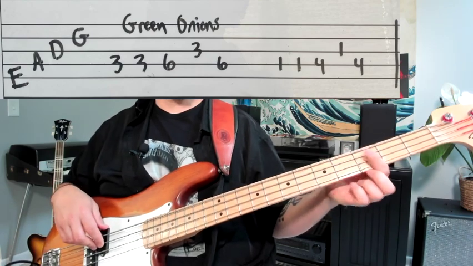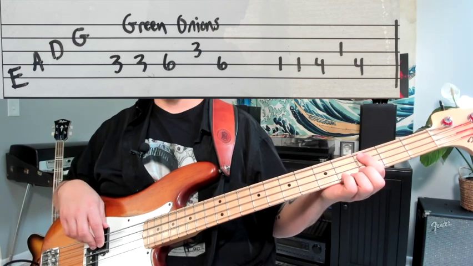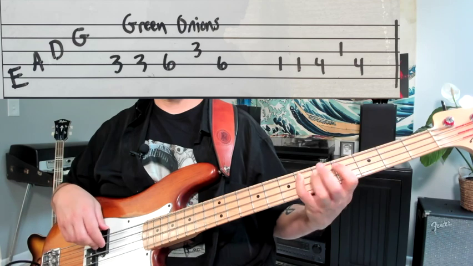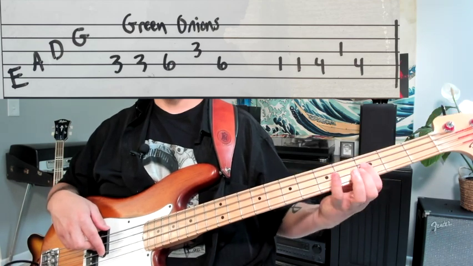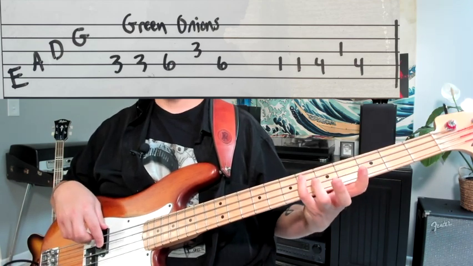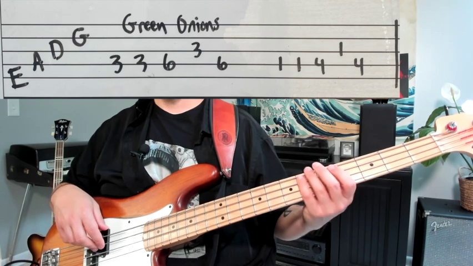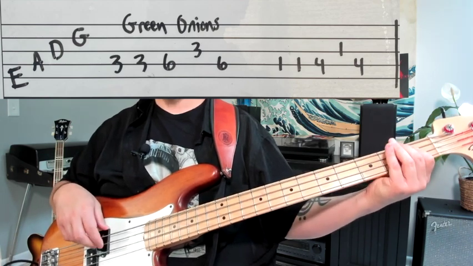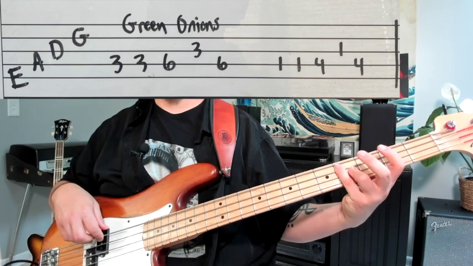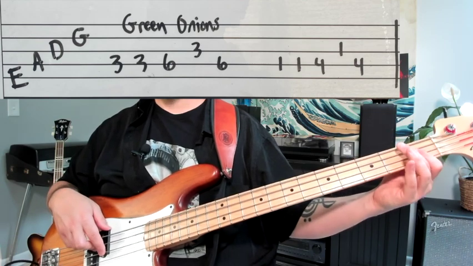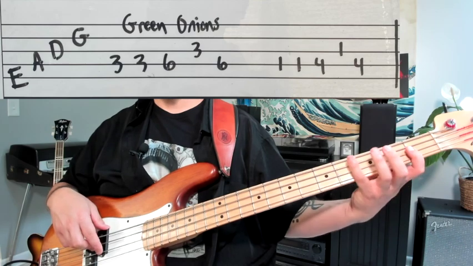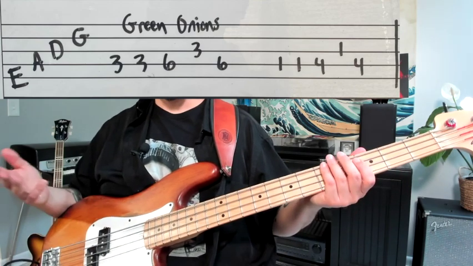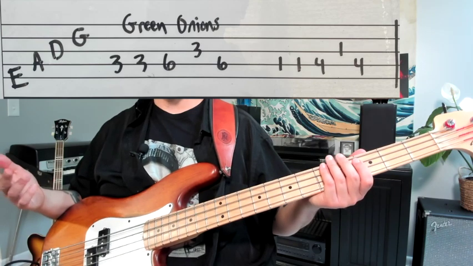This part of the song, you're on the 3rd fret of the A string, and then you go to the 6th fret, 3rd fret of the D, 6th fret of the A, and then back to 1 on A, 4 on A, 1 on D, 4 on A. So that's the whole song, really, if you're looking at it in tabs, right?